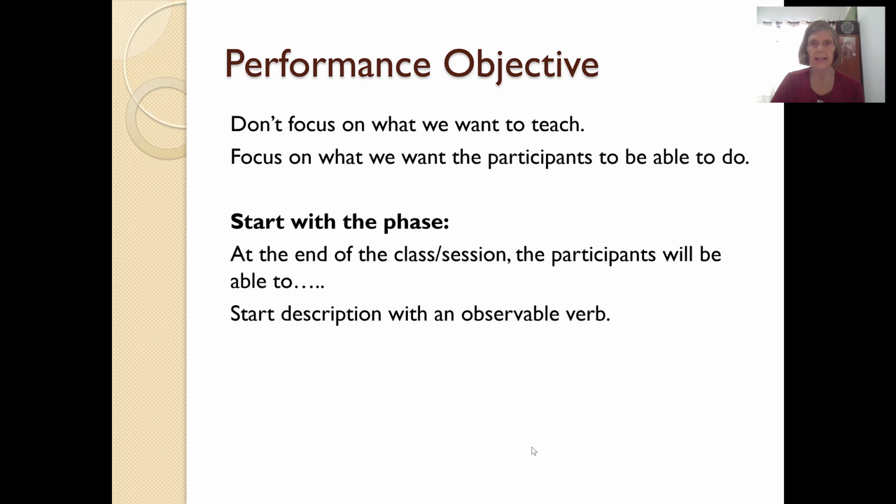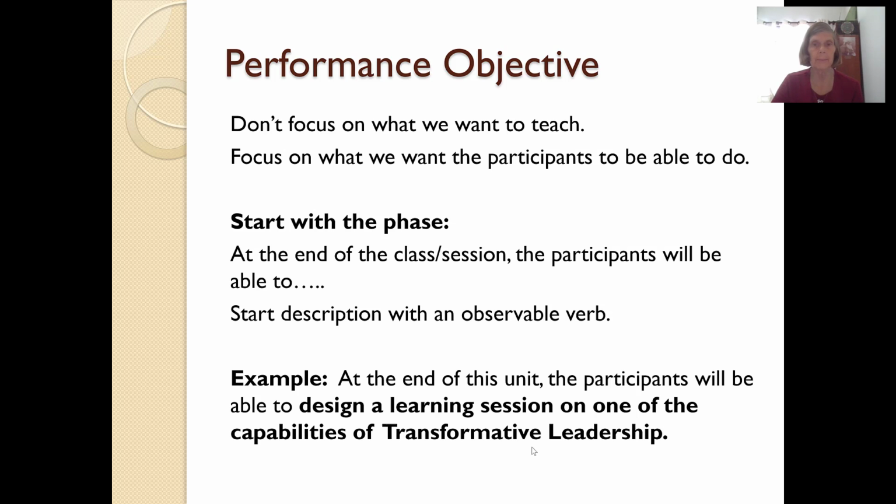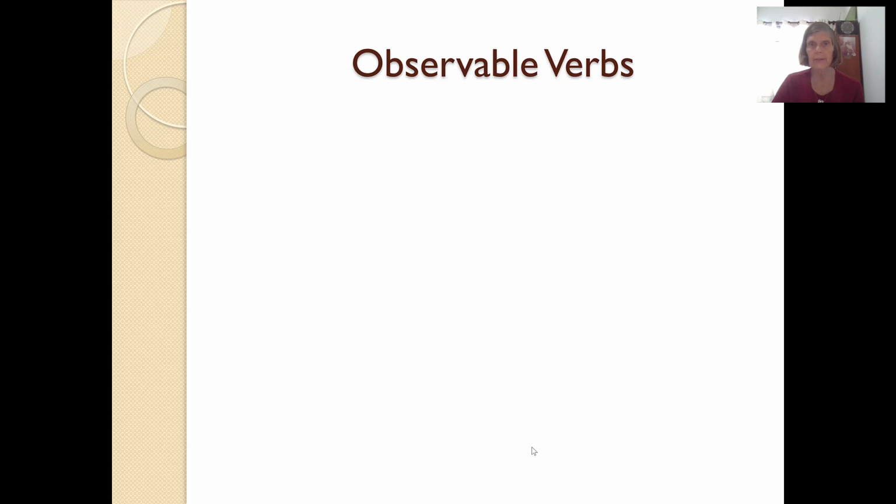We start with the phrase at the end of the class or the session, "The participants will be able to," and then we start our description with an observable verb. An example might be, at the end of this unit, the participants will be able to design a learning session on one of the capabilities of transformative leadership. Now, what do we mean by observable verbs?